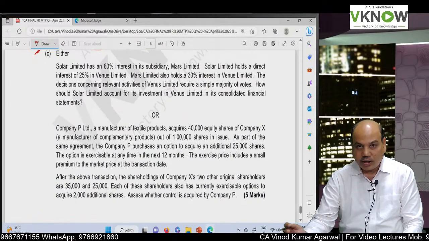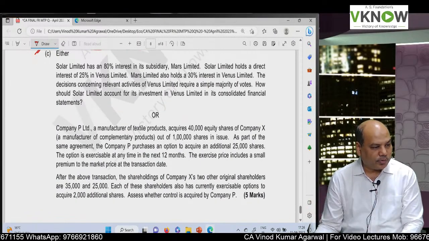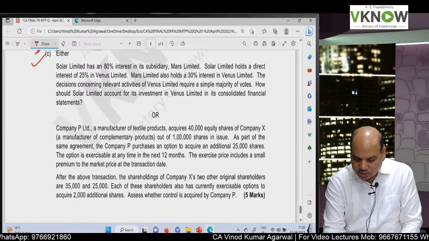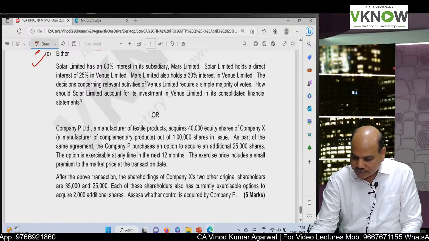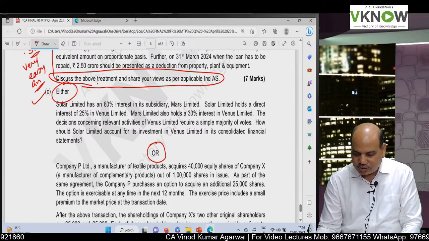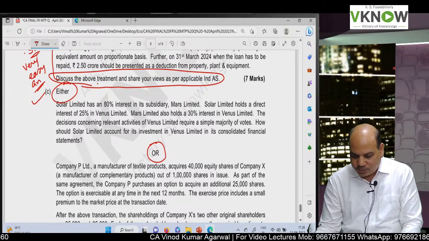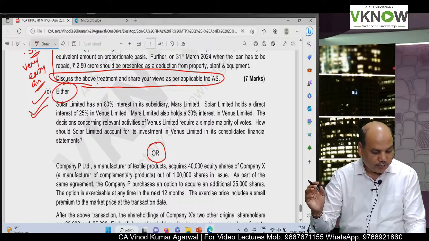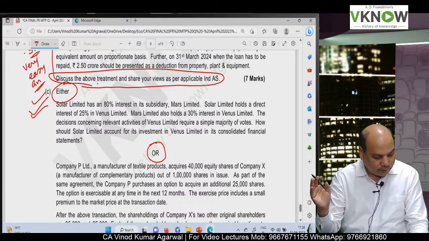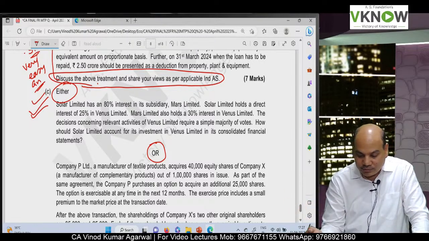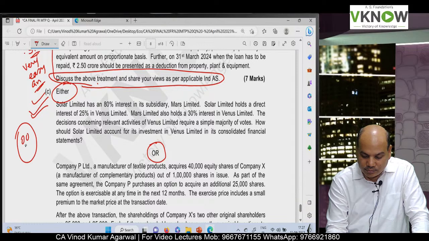Even the Ind AS 101 question was also from your past exam only. Don't worry. Now question number C has options: either-or, either-or, either-or. You people are so lucky. First of all, out of the remaining 5 you have to solve 4, and within that also you are getting a choice. So laugh, smile.